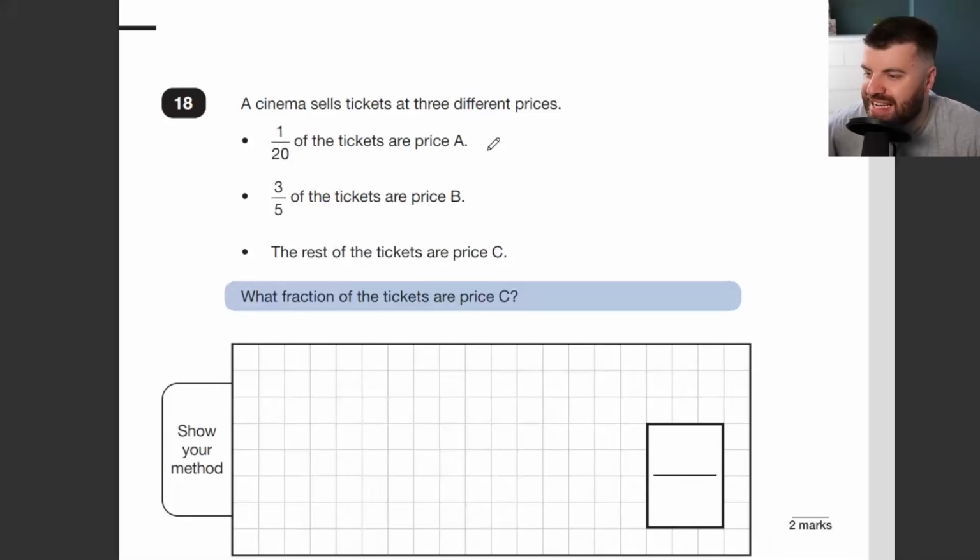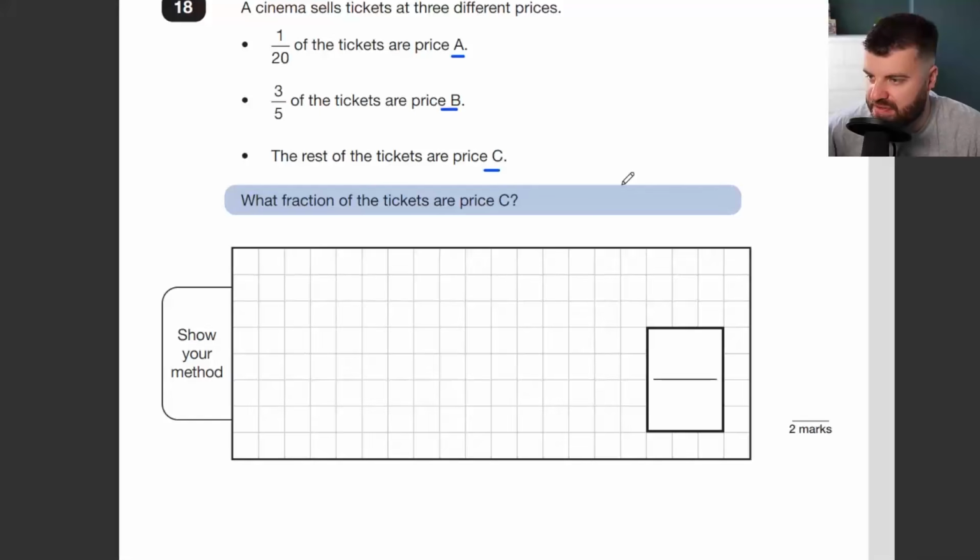Question 18. A cinema sells tickets of 3 different prices. 1/20th of the tickets are price A. 3/5 of the tickets are price B. The rest of the tickets are price C. Let's go down a bit to fit this in. What fraction of the tickets are price C?